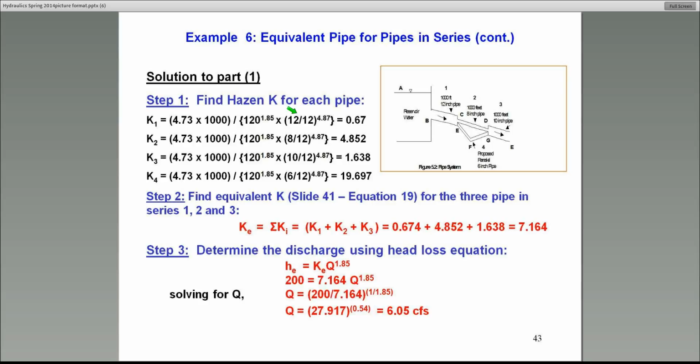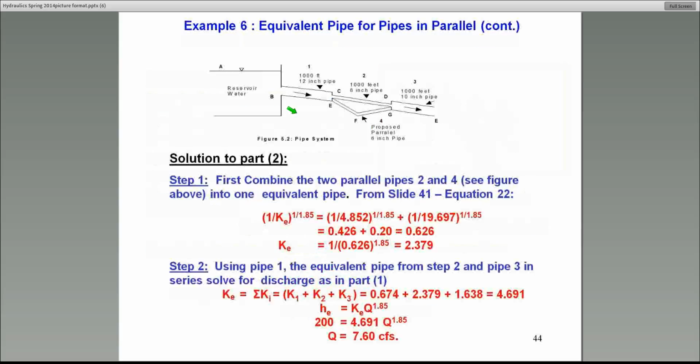You can do the same thing for parallel pipes also. Here I'm showing you the application of the parallel pipe method. In this case, we still have the three pipes in series, but there's a fourth pipe added on that's in parallel to pipe number 2.